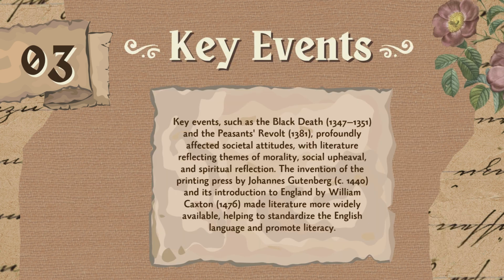Key events, such as the Black Death, 1347 to 1351, and the Peasants' Revolt, 1381, profoundly affected societal attitudes, with literature reflecting themes of morality, social upheaval, and spiritual reflection. The invention of the printing press by Johannes Gutenberg, circa 1440, and its introduction to England by William Caxton, 1476, made literature more widely available, helping to standardize the English language and promote literacy.